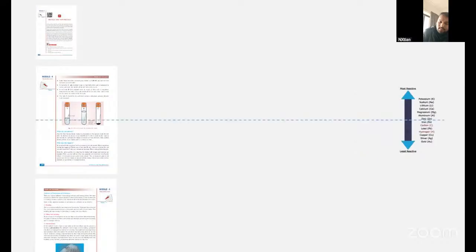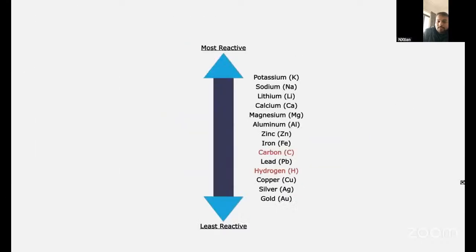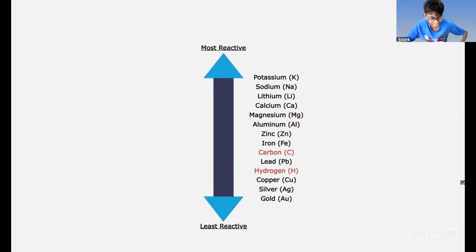This is the reactivity series in which we can see that potassium is there. So potassium can displace sodium from its compound. Zinc can displace iron from its compound. But can iron displace zinc? No, sir, because iron is lower in reactivity as compared to zinc. Got it, guys? Yes or no?